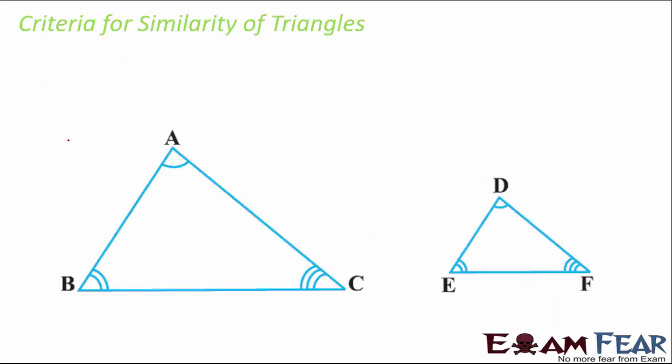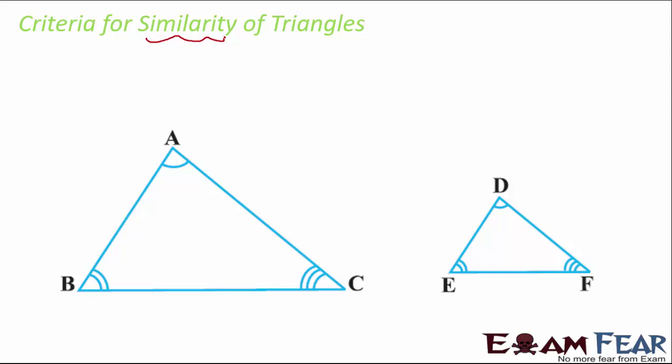Now we talk about criteria for similarity of triangles. What do we mean by similarity of triangles? There are certain criteria that need to be fulfilled for two triangles to be similar. Please understand that when we say similar triangles, that doesn't mean that the two triangles are equal. The two triangles might not be exactly equal, but they are similar to each other. For example, here on the screen, if you see triangle ABC and triangle DEF, they are definitely not equal, because DEF is a smaller triangle as compared to ABC.